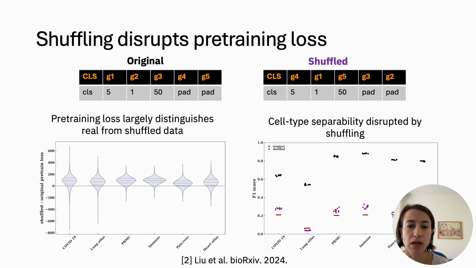So then we were wondering whether the cell embeddings still reflect the cell types after the shuffling, or are they also impacted by the shuffled values. So to evaluate embeddings, we train a logistic regression classifier on the cell embeddings to predict the cell types and use an F1 score to evaluate these embeddings. The dark red mark is a stratified baseline that just randomly samples the labels. So what we can see is that the shuffled embeddings lose their predictive power. They no longer separate cell types effectively.